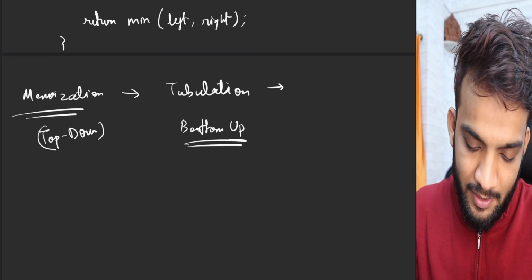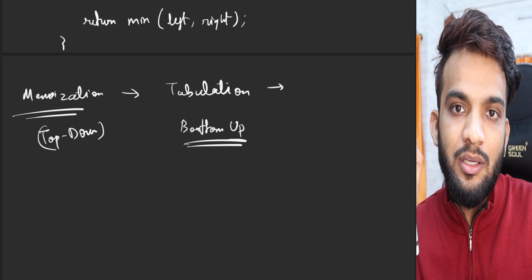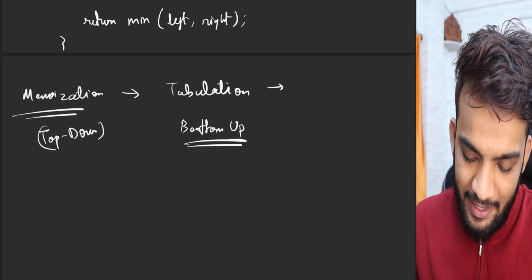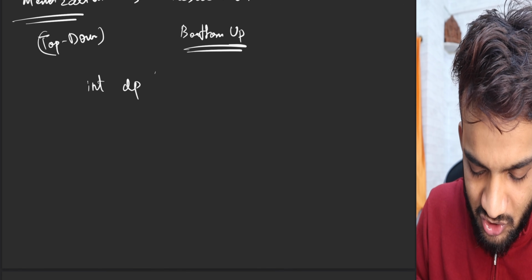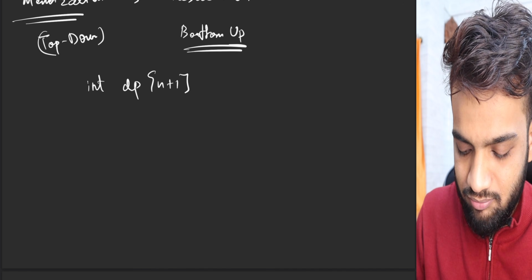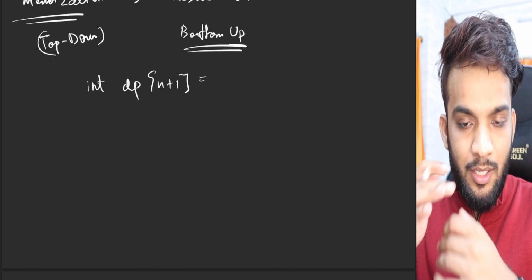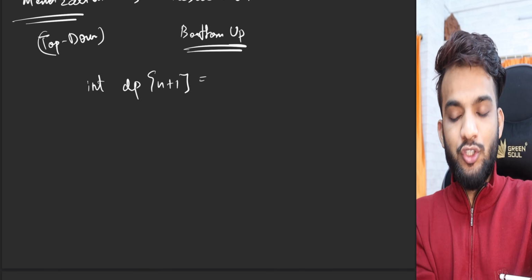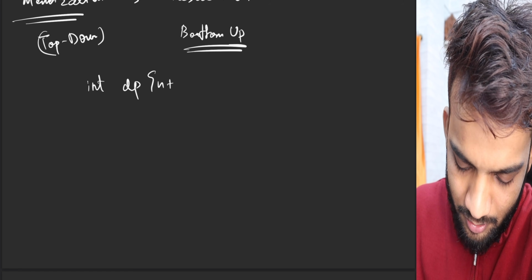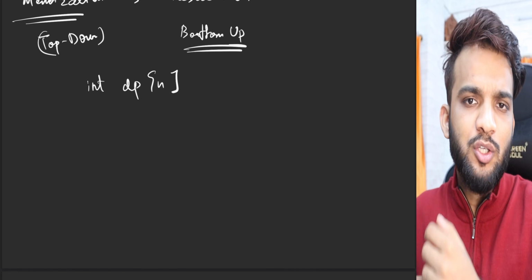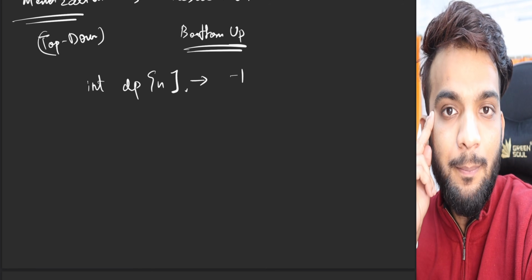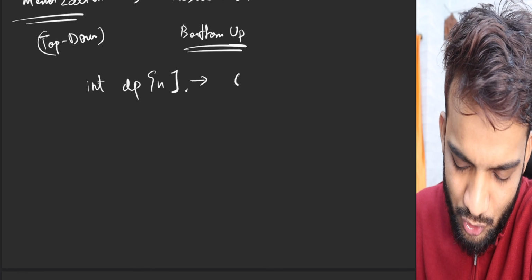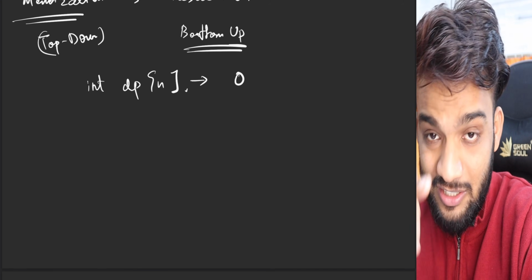What's the first step? Step 1 is to see in memoization how big a DP array you used. We know we used a DP array of size n plus 1. So without thinking anything, you can initialize that. By the way, it will be n. Even if you initialize n, it will work because we have used 0-based indexing. So make sure everything is initialized with -1, or you can initialize that with 0, doesn't matter over here. So the first thing is done.